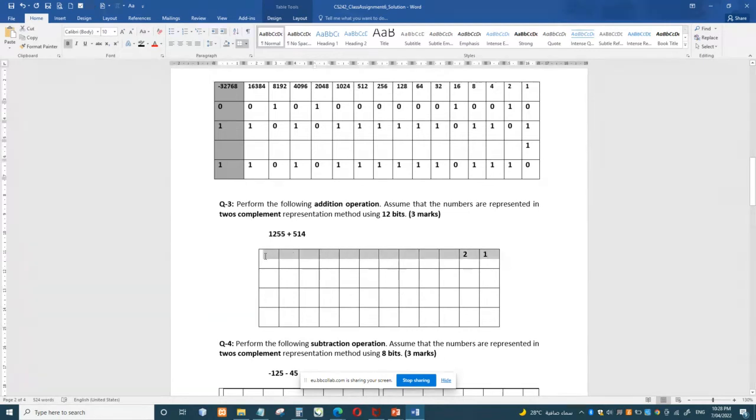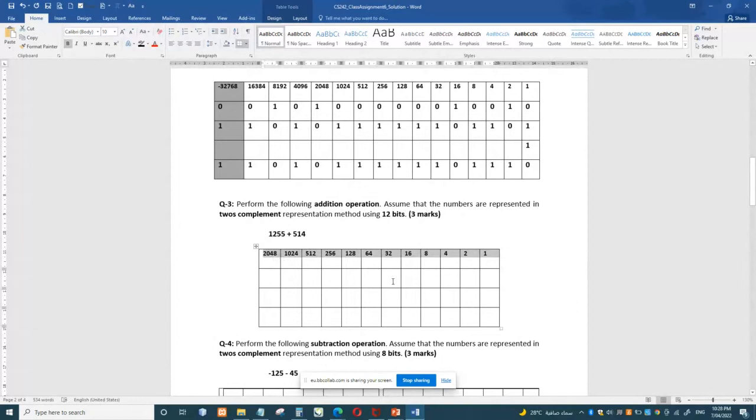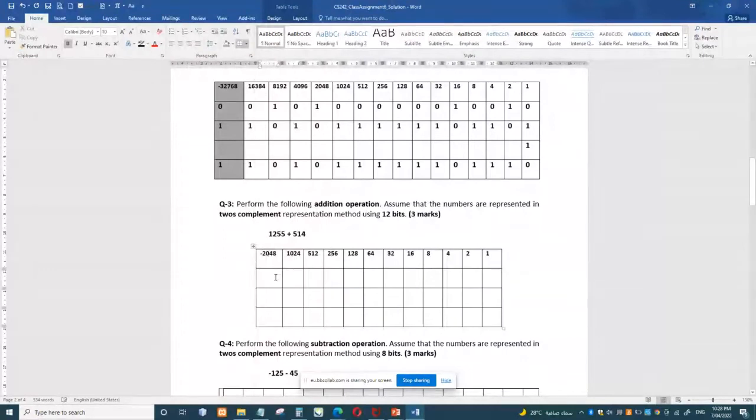I think it's 2048 up to that. So this is a positive number, and this is 2's complement representation. The last one is a negative number, minus 2048. But we are not going to take minus 2048 for 2's complement. We'll take 0. 1024, definitely we can take that one. We don't need 512, so I am putting 0 there.